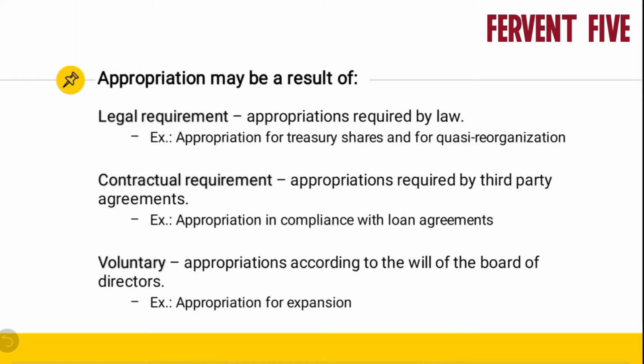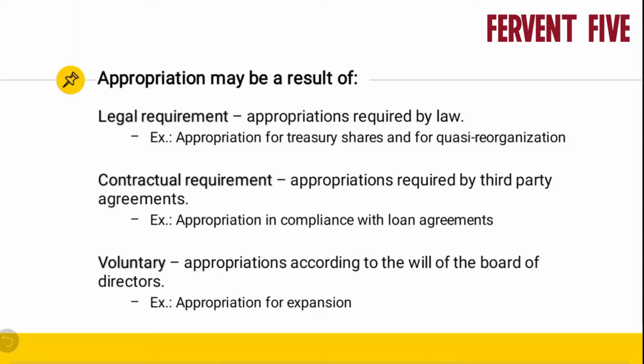So, dito naman sa contractual requirement, by the term contractual, meaning appropriations required by third-party agreements. An example would be banks. Pag sinabi ng bangko na dapat mag-appropriate ang company ng certain amount sa retained earnings, that is what we call a contractual requirement. So, as an example, appropriation for compliance with agreements with third parties.